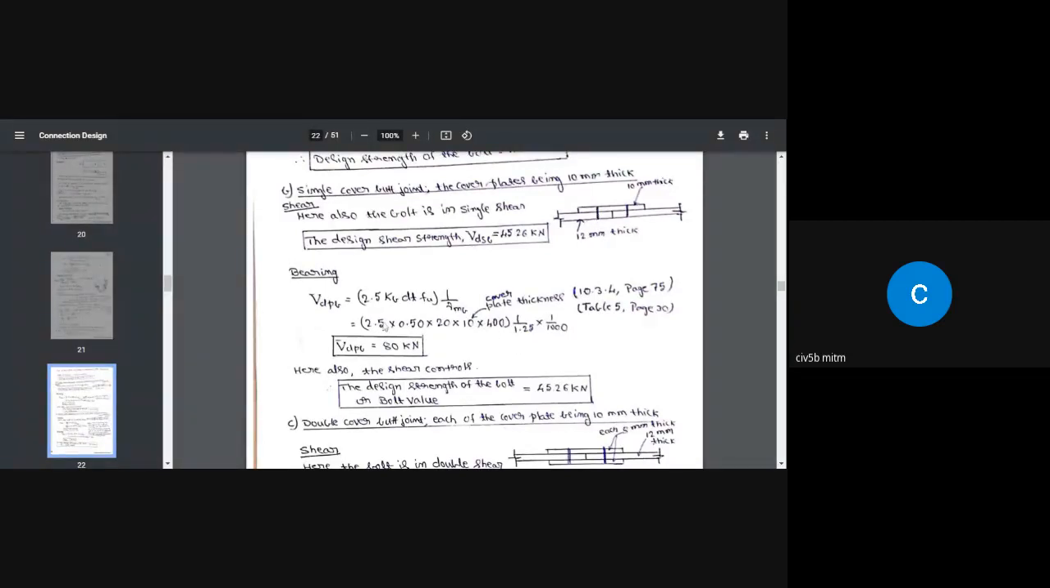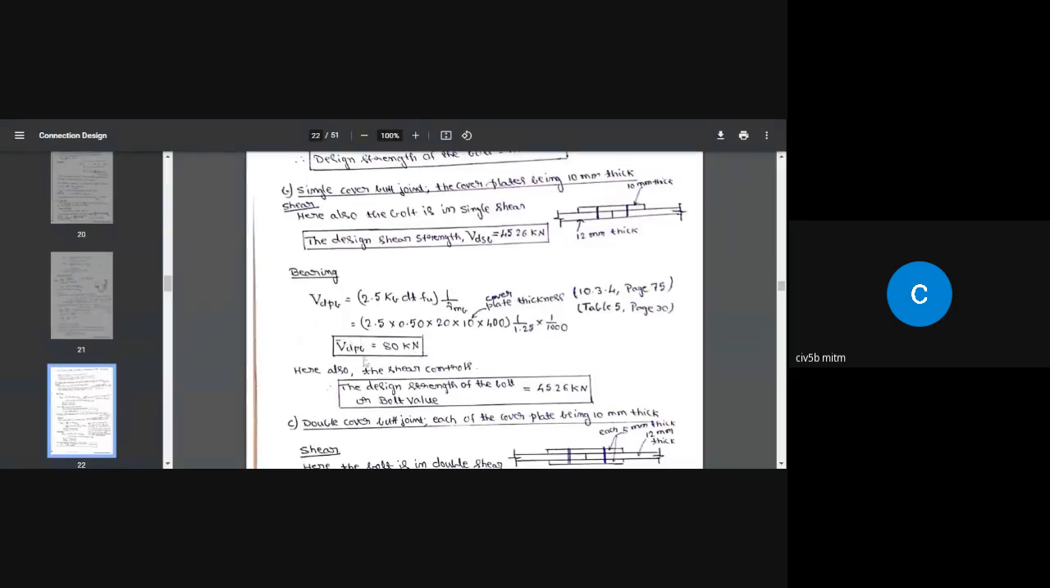So if you look at this formula, 2.5 kb d t fu, where kb is 0.5, d is the diameter of the bolt, and t is the thickness of the thinner plate. Here I am not substituting 12 mm thick, instead I am substituting the 10 mm thick cover plate, multiplied by 400. 400 is the bolt tensile strength. Divide that value by 1.05, and again by 1000 to convert the value into kilonewton. So what is the bearing value of the bolt? That is VDPB, equal to 80 kilonewton.